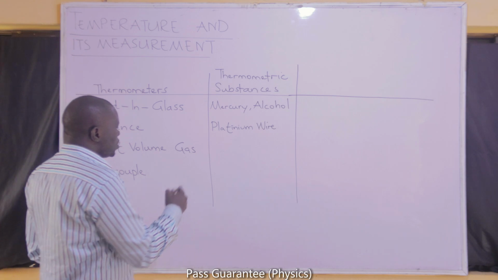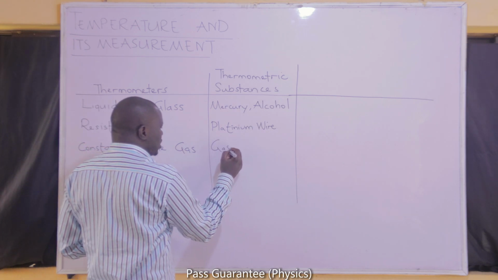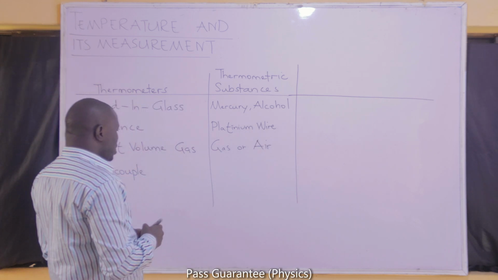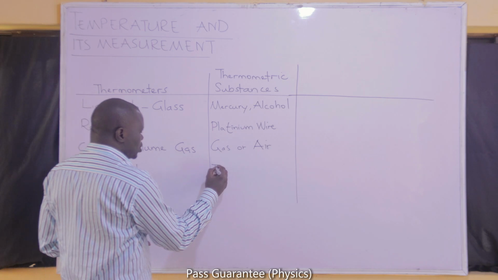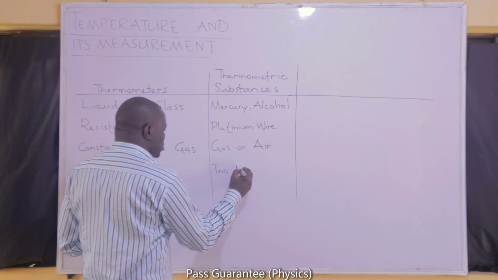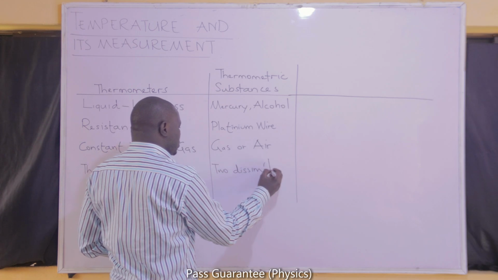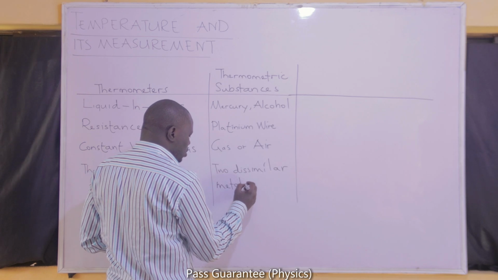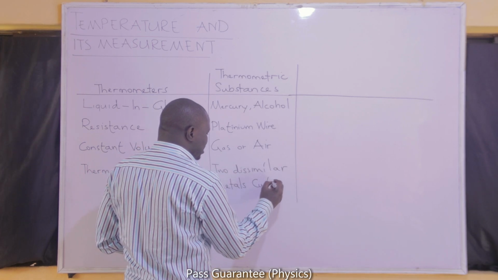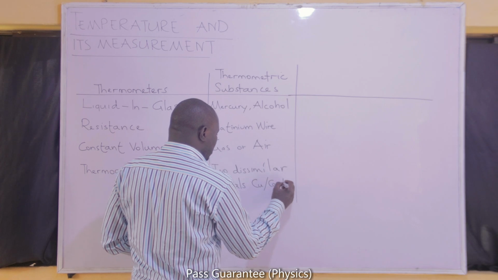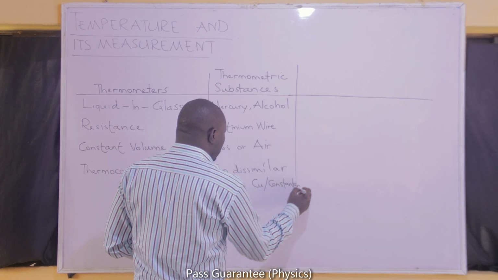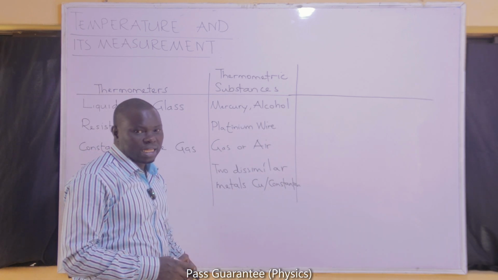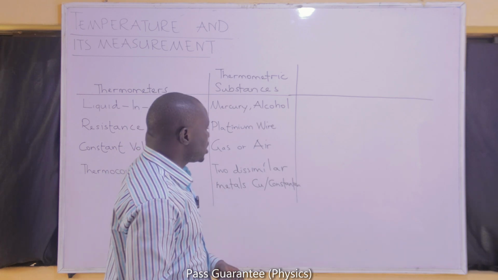For a constant volume gas thermometer, we use, of course, any gas or generally air. For a thermocouple thermometer, we use two dissimilar metals, two metals that are not the same. Usually we can use copper and constantan. We can also have any other metals; once we have two dissimilar metals, they form the thermometric substance.